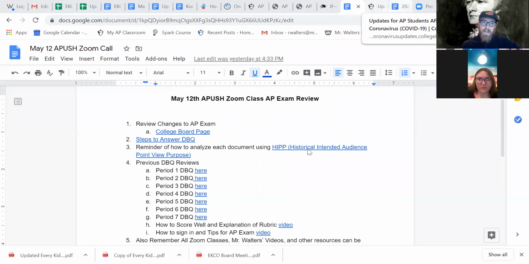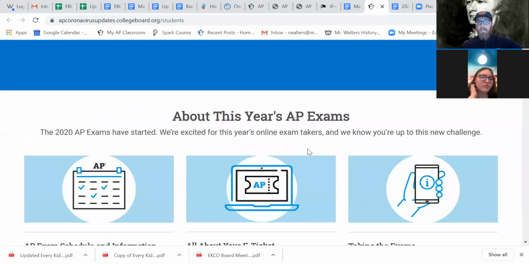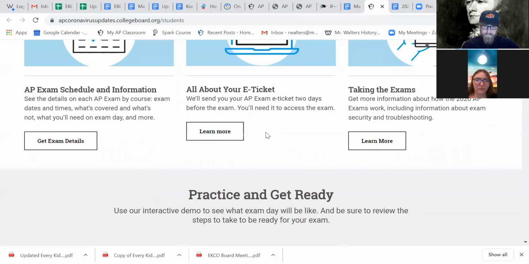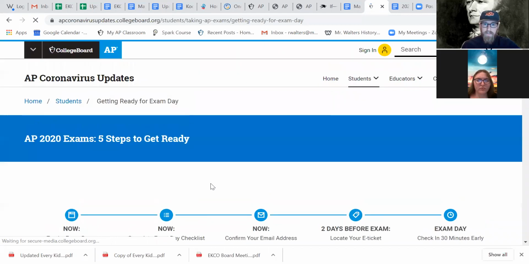So let's first start off with this link that I've been putting in the emails. College Board has the coronavirus updates for students. At the top it tells you about this year's AP exam. When you scroll down, it says be prepared for exam day, and it's just this checklist. I'll click on that for a second so you guys can see.